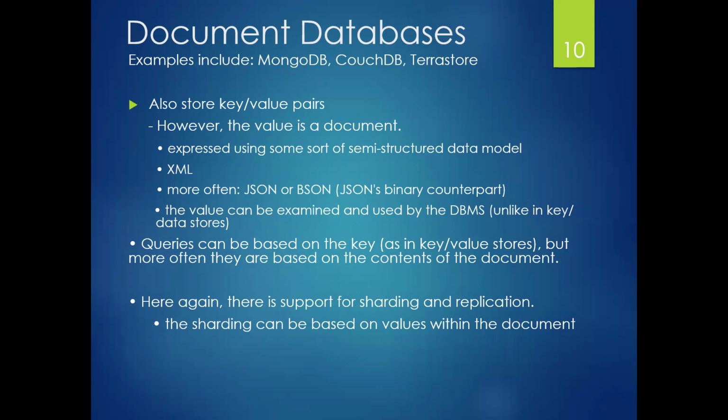And it also has examples, including document databases like MongoDB, CouchDB, Terrastore. They store key value, however, the value is a document. It has a semi-structured model, XML, more often JSON or its binary counterpart. The value can be examined and used by the DBMS, unlike in key value stores.